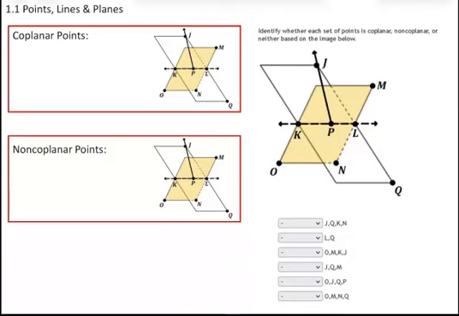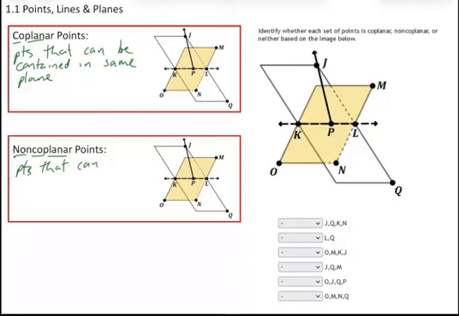The other relationship that exists between points and other geometric elements is whether they lie in the same plane. Points can be coplanar. Once again, the definition is embedded in the word. Co means together or with, in the same plane. So coplanar points are points that can be contained in the same plane. Whereas non-coplanar points are points that cannot be contained in the same plane.